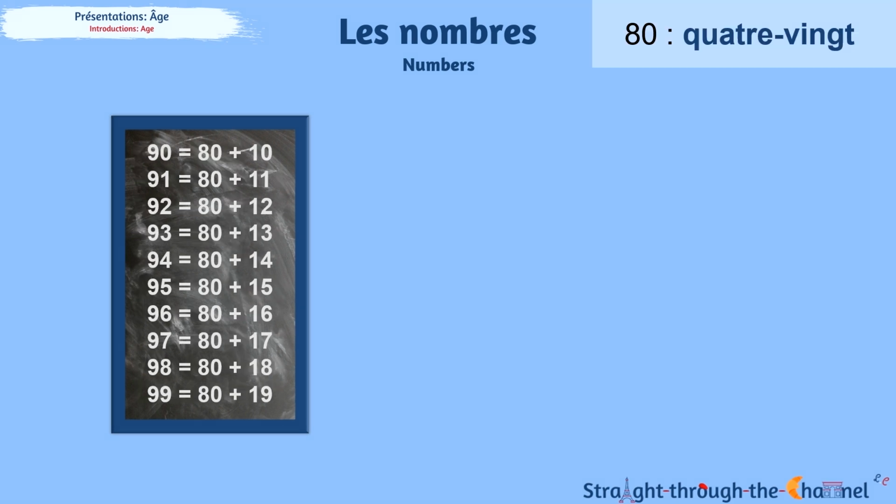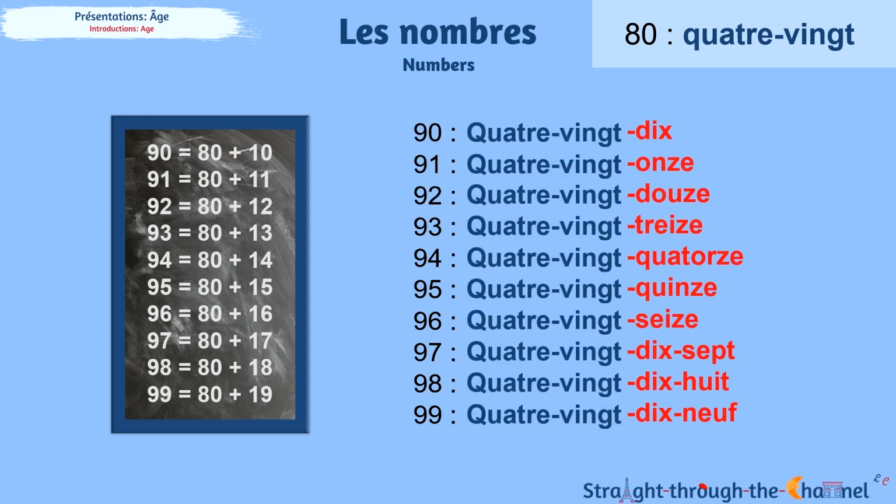For 90, we're just using 80, which is 4 20, and the numbers from 10 to 19. So it goes like this. 90, 91, 92, 93, 94, 95, 96, 97, 98, 99, and finally 100.